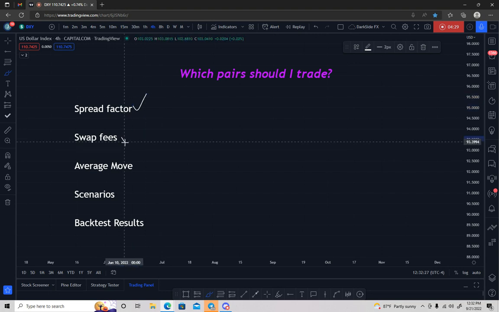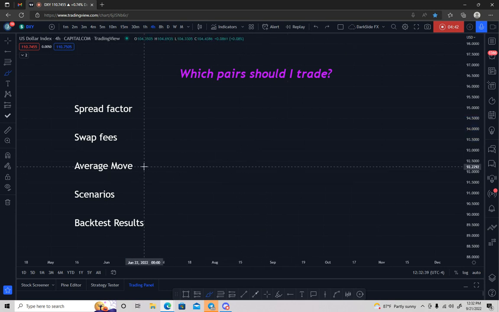So always consider spread factor and swap fees. There's no need to pay high swap fees when you have the option to trade pairs that have less swap fees. Same thing with the brokers and the spread. So those are two really big things.